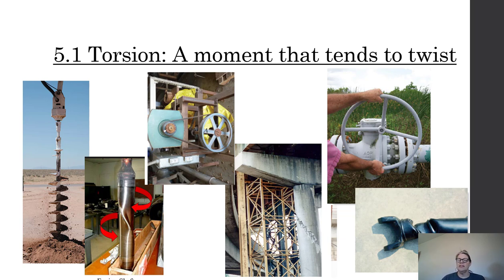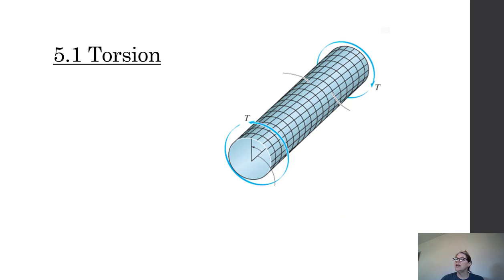So this column right here is a column failure in torsion. It's usually not something that we're wanting, but if something hits it up high, it can cause it to twist. So that's what we're looking at now. So what is torsion? What does it look like?